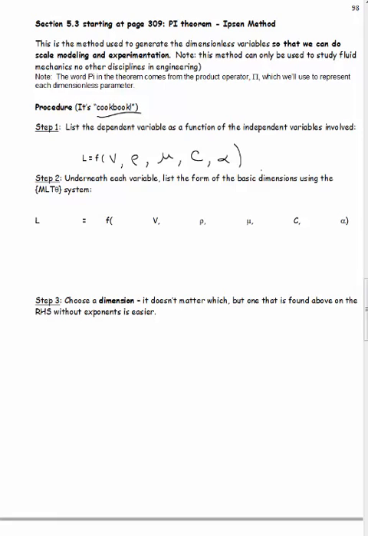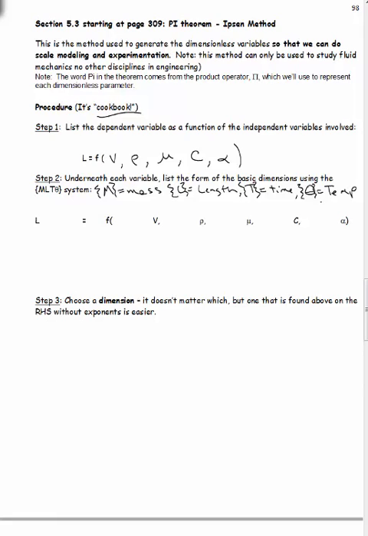Step two, underneath each variable, you want to list the basic dimensions. Okay, we're going to list dimensions, which is the curly brace kind of thing, and that system was M equals mass, L equals length, T equals time, and theta equals temperature. Okay, those are our four basic dimensions. And really they have curly braces around them to indicate that they are actually dimensions.